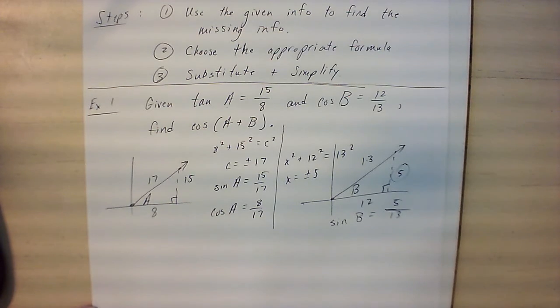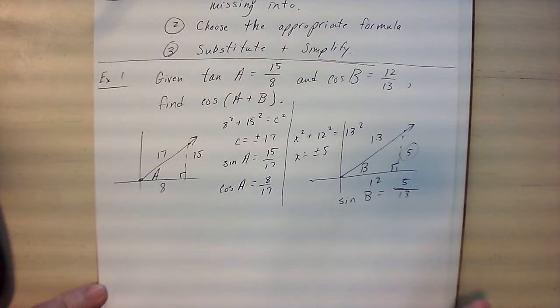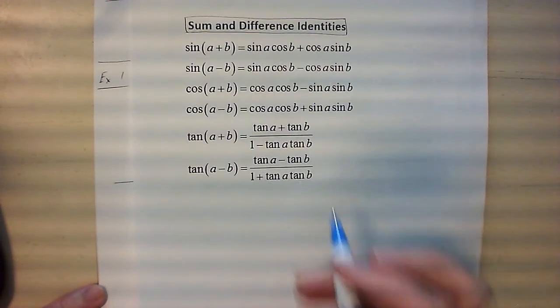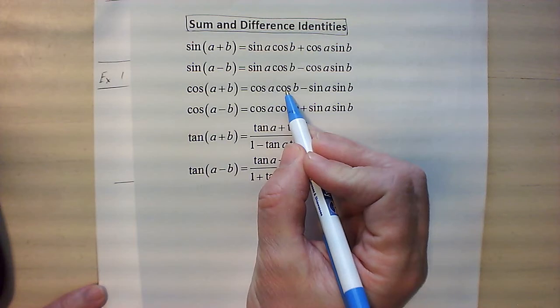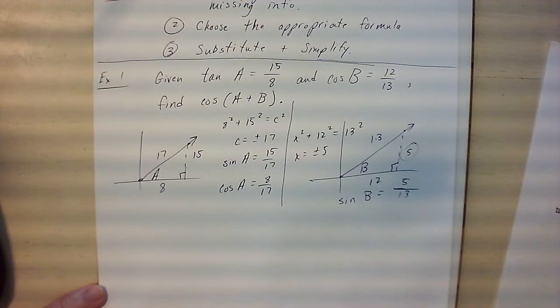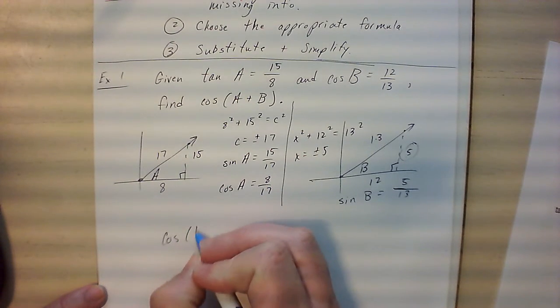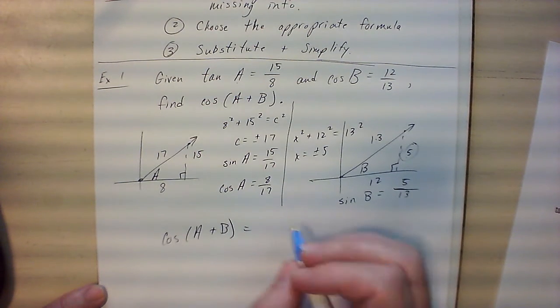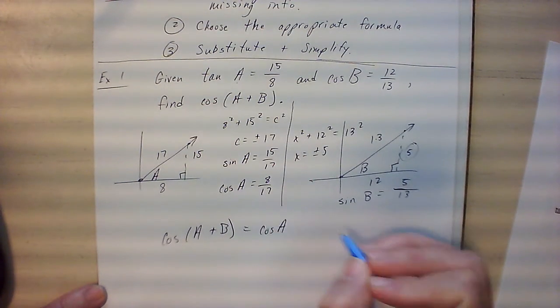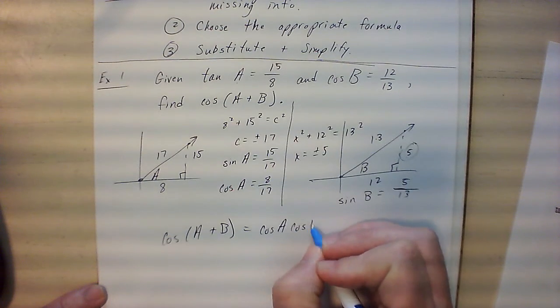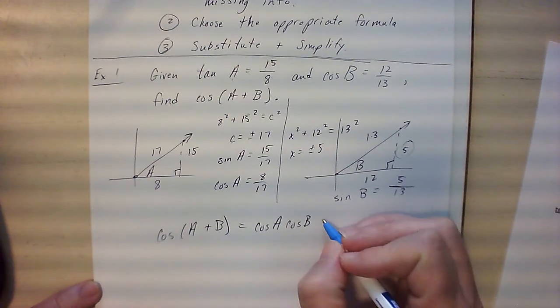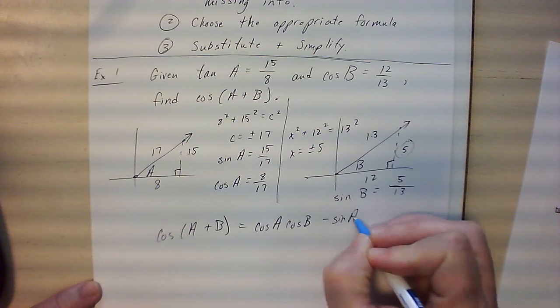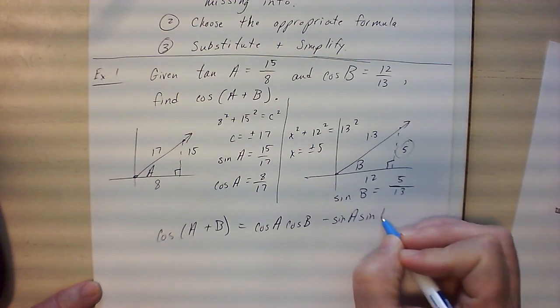All right, so let's go ahead and write down that formula. This will help put it all together for you now. I'm going to jot this down on our paper. Cosine of A plus B is equal to cosine of A times cosine of B minus sine of A times sine of B.